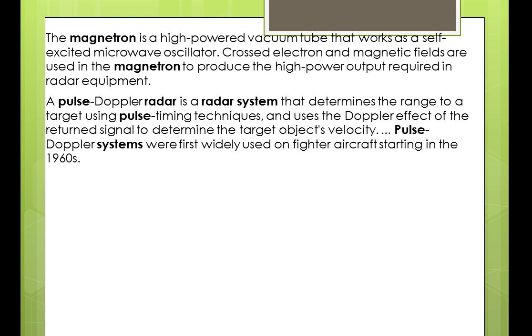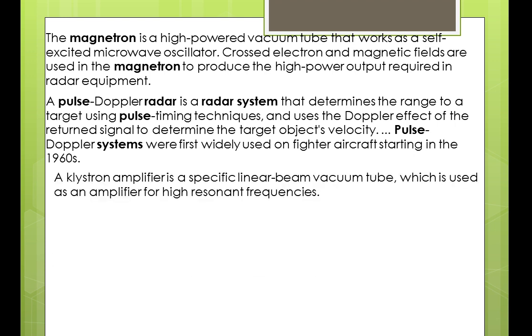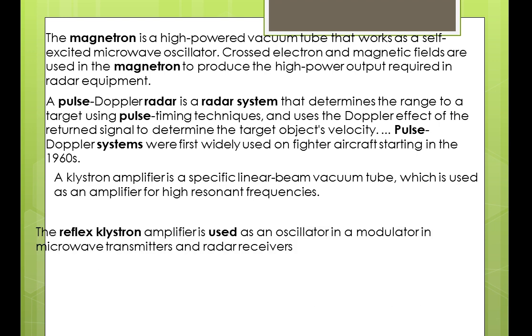So the magnetron is a high power vacuum tube microwave oscillator. The pulsar Doppler radar is used to find the range of a target. And what is a klystron amplifier? A klystron amplifier is a specific linear beam vacuum tube which is used as an amplifier for high resonant frequencies. And what is a reflex klystron? The reflex klystron is an amplifier that is used as an oscillator in a modulator, microwave transmitters, and radar receivers.